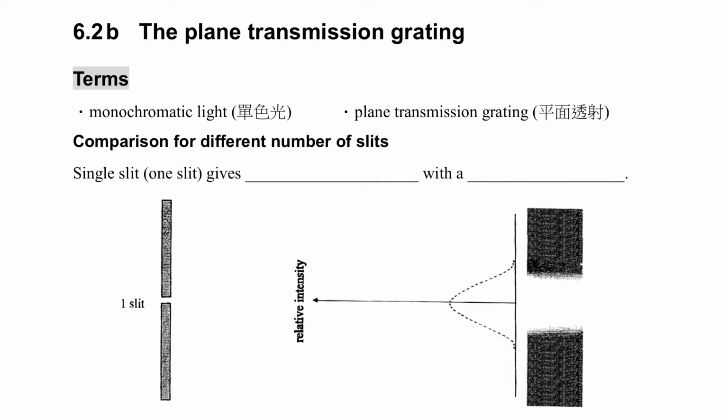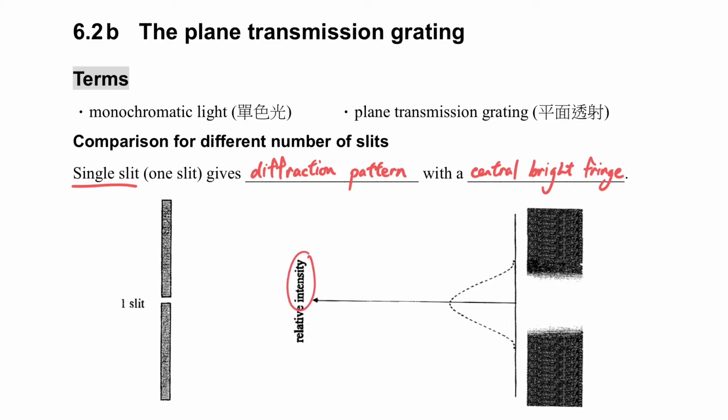This section is about the plane transmission grating. So what is a plane transmission grating? Firstly, we can recall what we have talked about, the single slit. That means we just have one slit to allow the light to pass through, so we can observe a diffraction pattern, in which we will get the central bright fringe as shown in the figure.